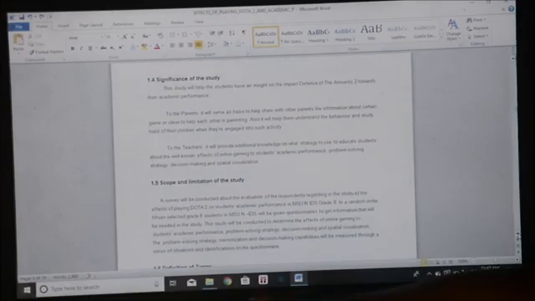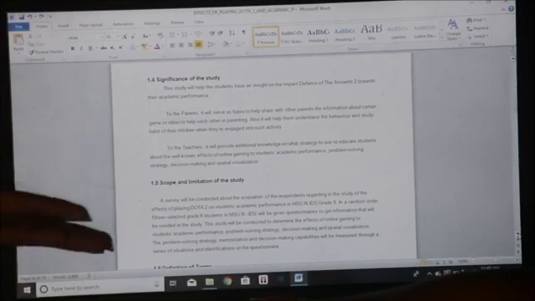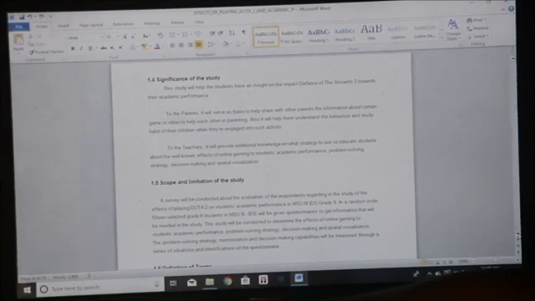In doing research, you also have to have the significance of the study. What is the purpose of your study? What is the significance of it? The significance of the study should be significant to all: to your parents, to your teachers, to the students, and to the researcher. In their case, it is only significant to the parents and to the teachers. They didn't include the significance of their research to the students and to the researcher itself.